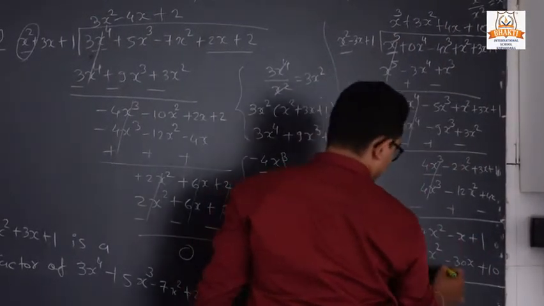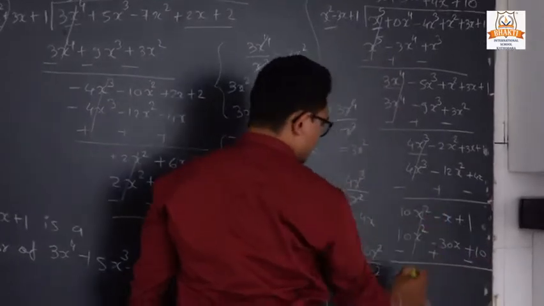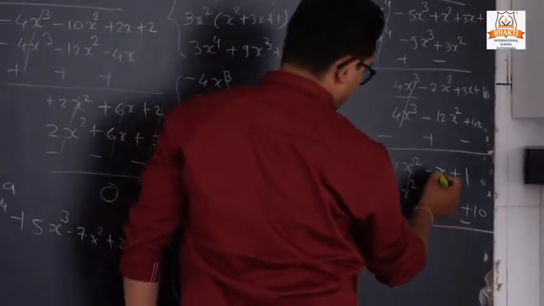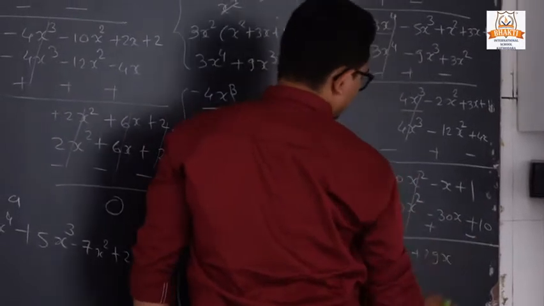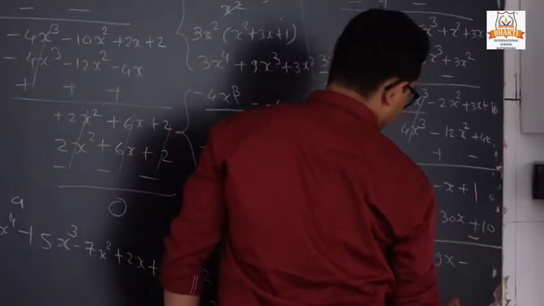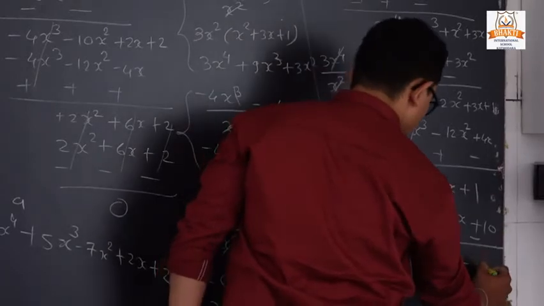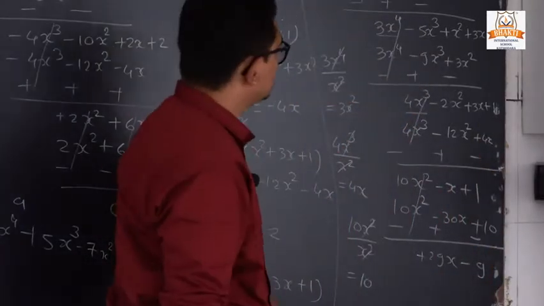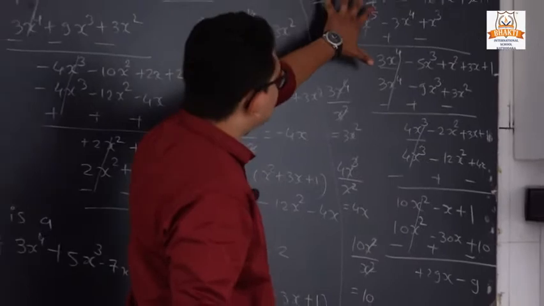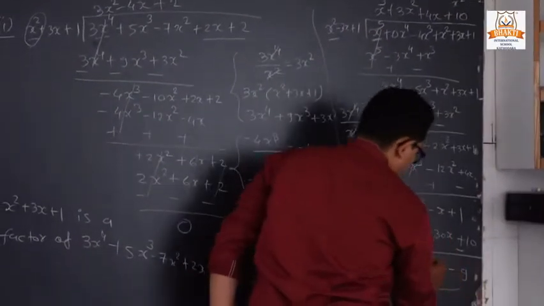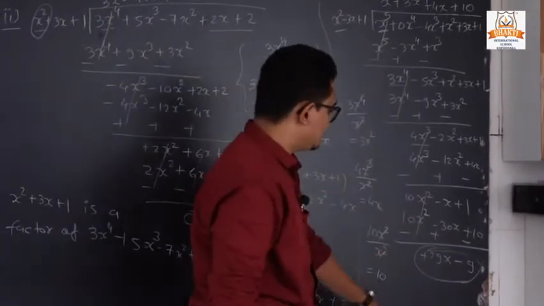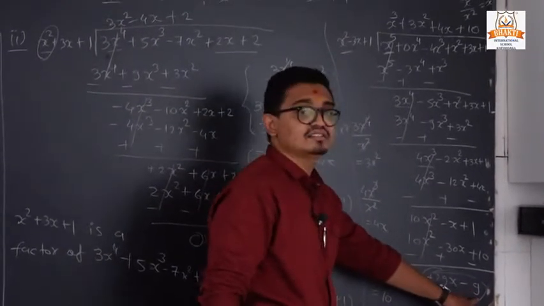So here minus plus minus, so these both are cut. Now plus minus minus, so it is plus 29x, and plus minus minus, so 10 minus 1 will be 9. So finally, after dividing, we cannot get remainder 0, but the remainder is 29x minus 9.